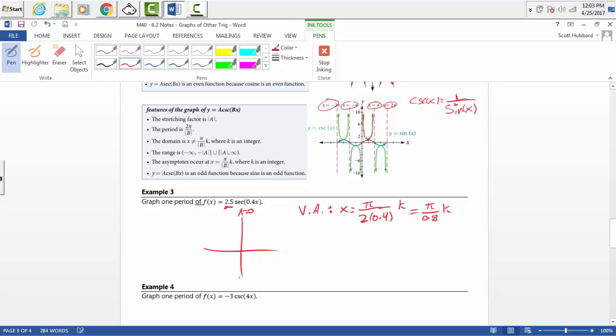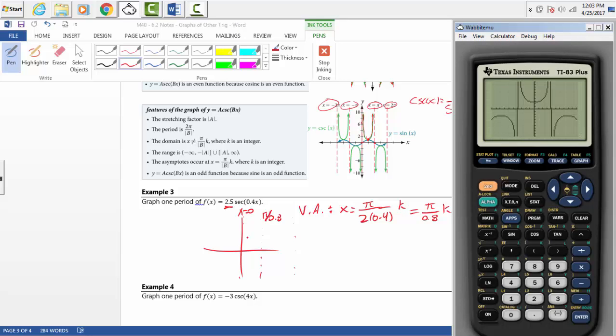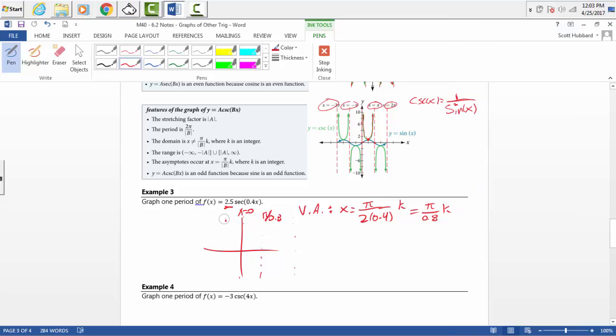Okay. So if, for instance, I let k equal 1, I'm going to get pi over 0.8 and pi over 0.4 and all this stuff. So you get these different values. So this would be pi over 0.8. Okay, you get these vertical asymptotes, and that's what we're getting here. And the graph looks like this.